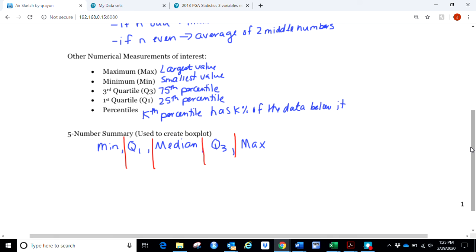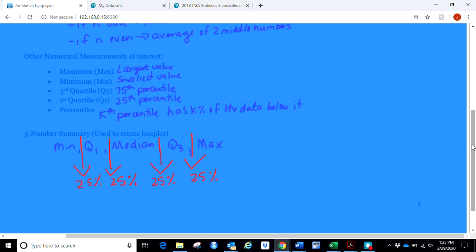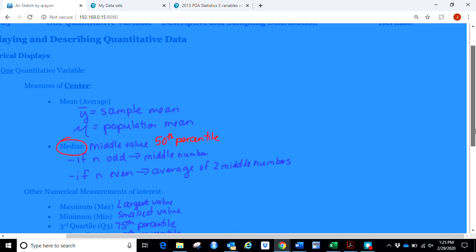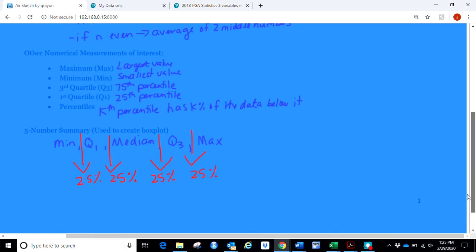So from here to here, there's 25% of the data. From here to here, there's also 25% of the data. From here to here is also 25%. And finally, between those 2 values is also 25%. So the reason why these 5 numbers are used is that 25% of the data falls between each of those values as we go. So that wraps up the center and other numerical summaries that we might be looking at here. In the next video, we'll discuss some other measures called spread.